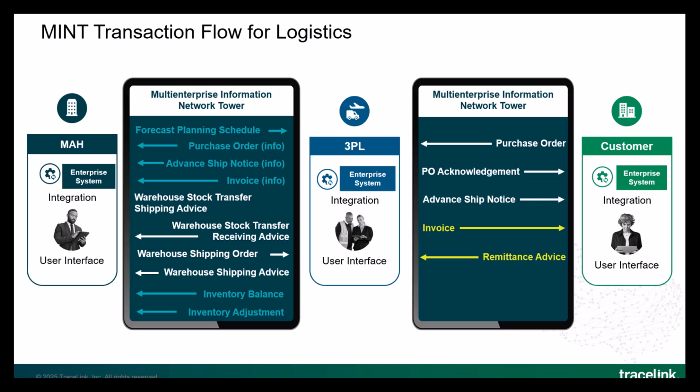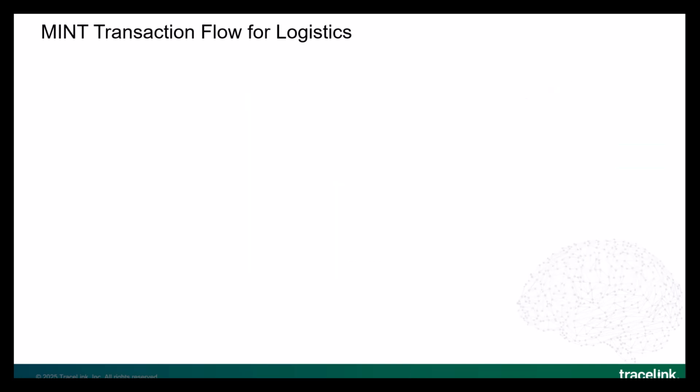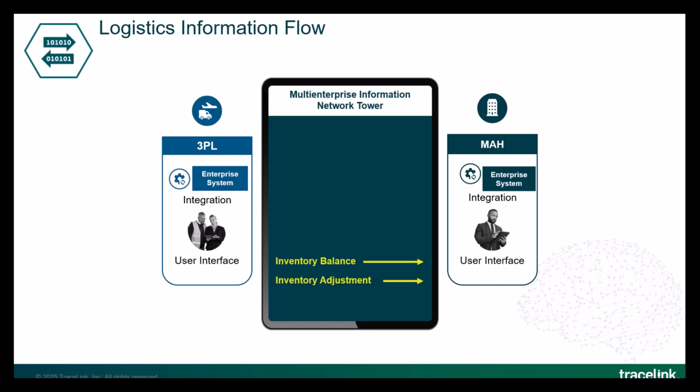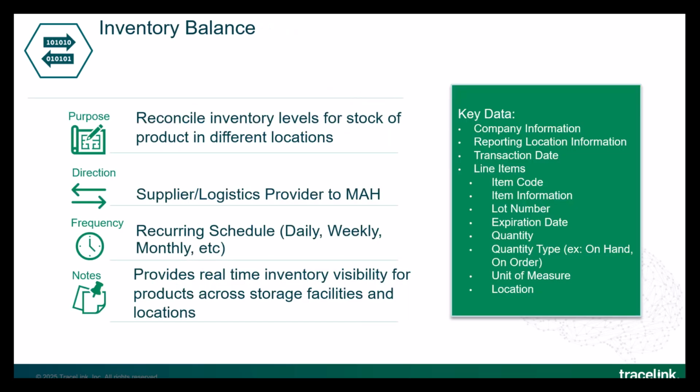For this discussion, we will focus on the first case where the MEH handles order to cash. The logistics information flow includes two transactions: inventory balance, inventory adjustment.